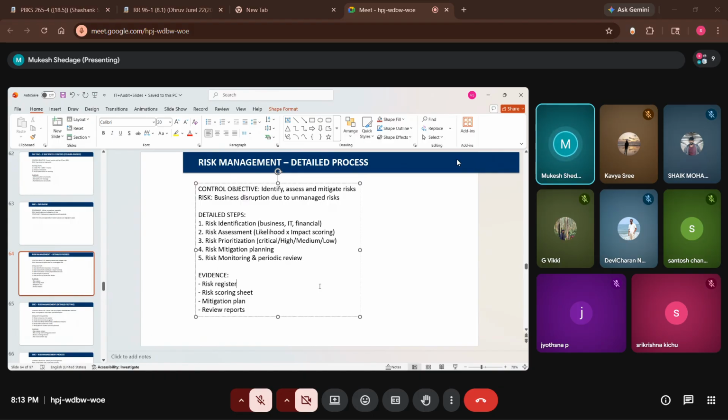So to mitigate a risk, we have four things: either accept the risk, avoid the risk, transfer the risk, or completely mitigate the risk. These are the four ways in which we will have a mitigation plan. Clear? Any doubt how we can do the risk mitigation plan? Any doubt?